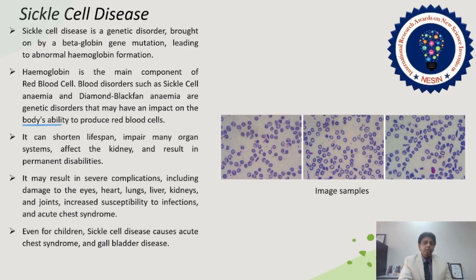So what can happen? It can shorten lifespan, impair many organ systems, affect the kidney, and result in permanent disabilities. It may also result in severe complications, including damage to the eyes, heart, lungs, liver, kidneys, and joints, increased susceptibility to infections, and acute chest syndrome. Even in children, sickle cell disease causes acute chest syndrome and gallbladder disease. My other biomedical research is ongoing, on the heart, lungs, liver, kidneys, and so on.